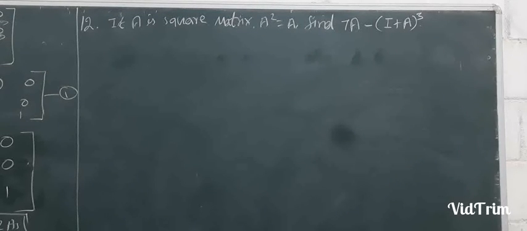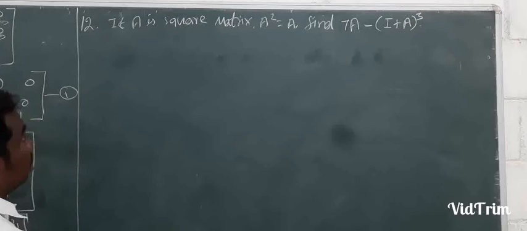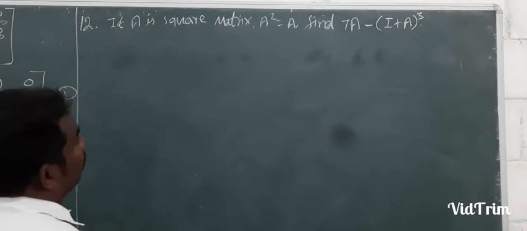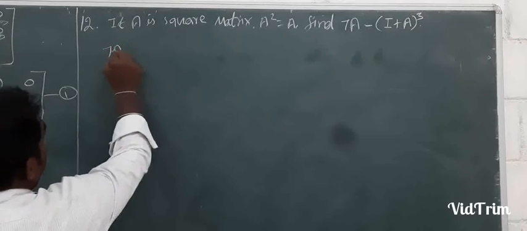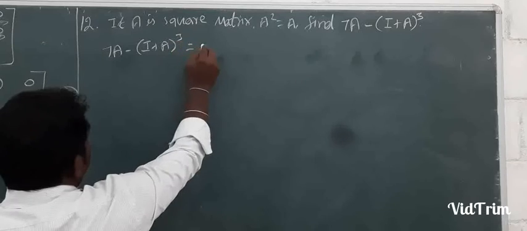Question number 12. If A is a square matrix such that A square is equal to A, find the value of 7A minus (I plus A) the whole cube. We are using the square matrix as A square is equal to A. First we start with 7A minus (I plus A) the whole cube.